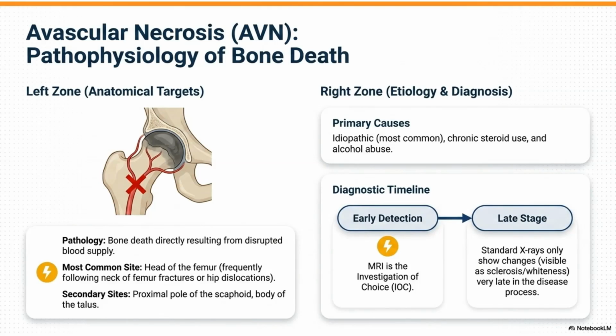Avascular necrosis, or AVN, is bone death from disrupted blood supply, often affecting the head of the femur. Causes include chronic steroid use and alcohol abuse. Early diagnosis relies on MRI. Standard X-rays only show changes much later in the disease process.